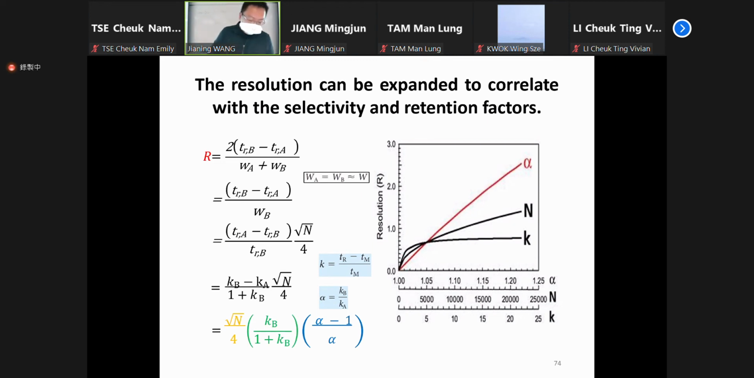Resolution is the core part of chromatography, because it's a separation science. Resolution describes how well the analytes are separated. Okay, let's have another break.